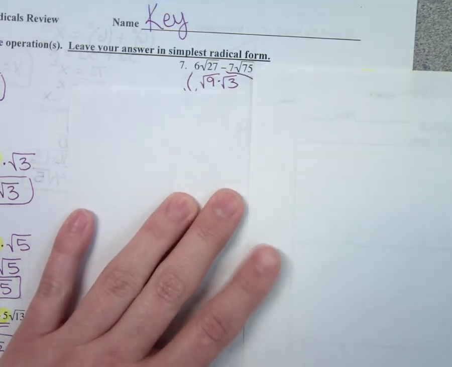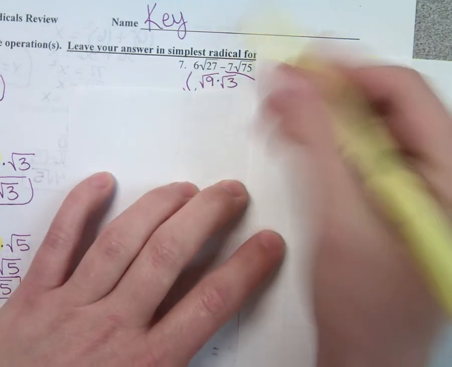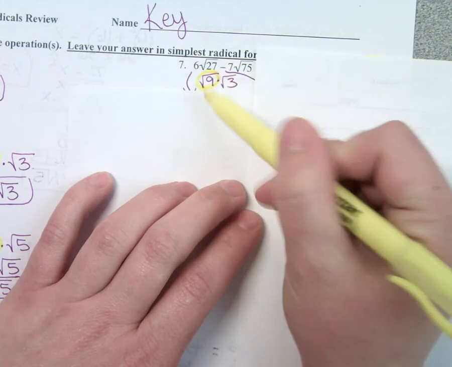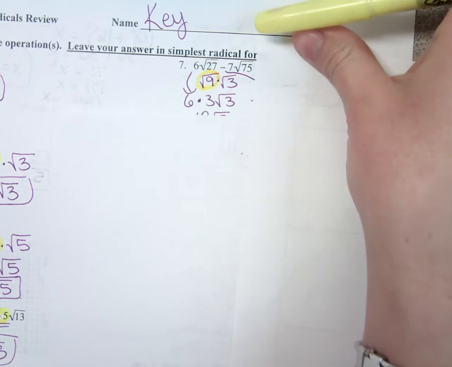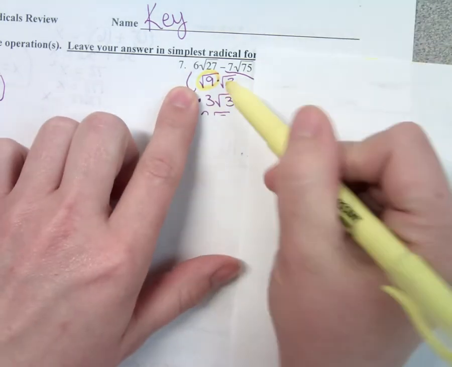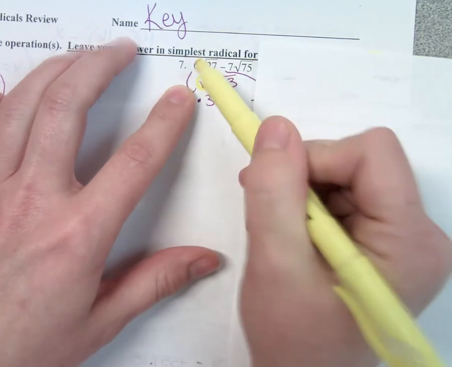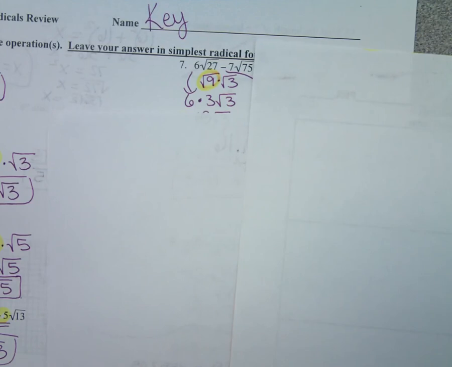9 is the perfect square that goes in there, and it goes in there 3 times. 9's the perfect square, so this is the one I can take the square root of and get something nice. The square root of 9 is 3. And then you can't take the square root of 3, so that recopies. The 6 that's in the front, it just drops down, and then it's going to multiply with the 3. So that's going to make 18 square root of 3.